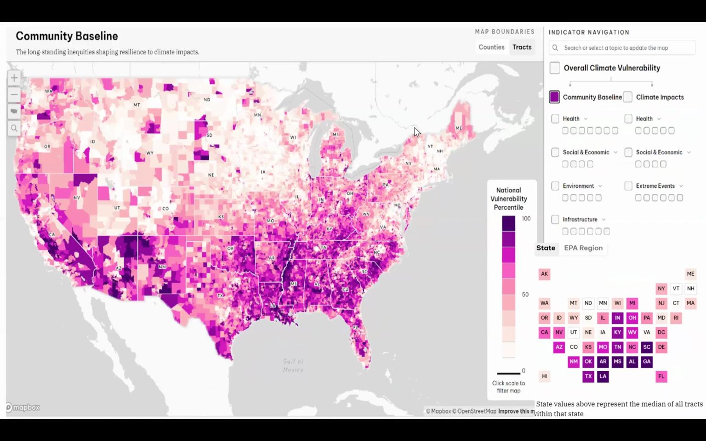So this one is the community baseline. As you can see, if you look at the community baseline areas, those areas have the highest: South Carolina, Georgia, Alabama, Mississippi, Arizona, Arkansas, and Louisiana with the highest score compared to the others.